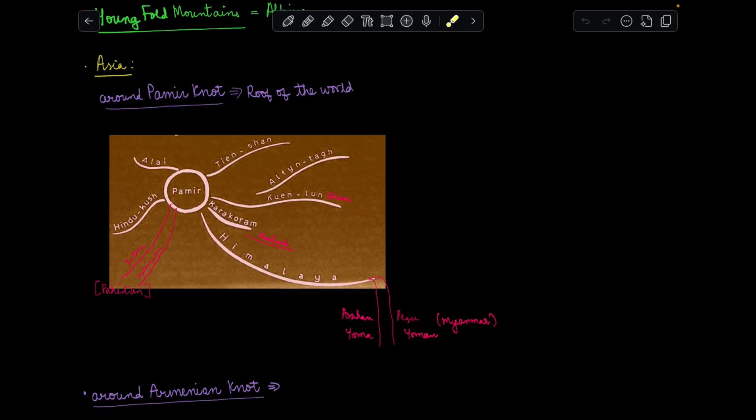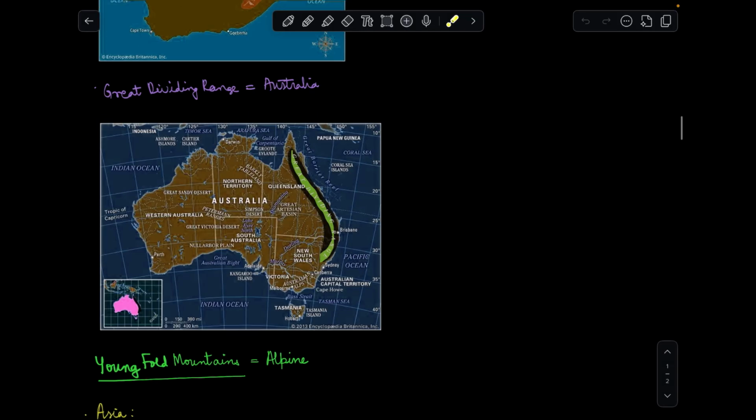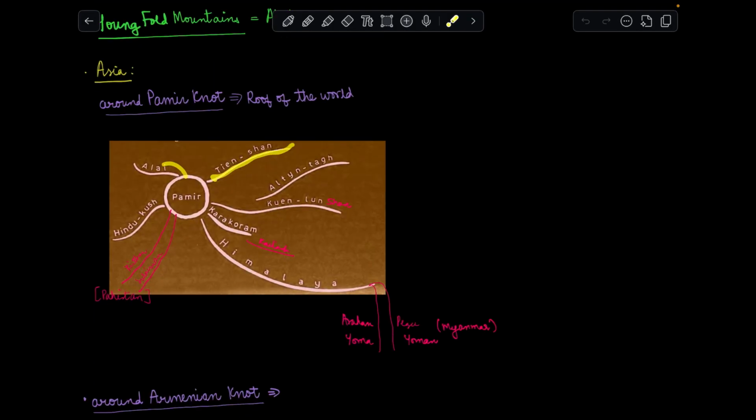There are many ranges which flow through the Pamir Knot. These are mountain ranges. One is the Alai, which we read about earlier. I wrote Altai, but it is Alai, not this one. Altai is Mongolia to China. This is Alai. Then Tian Shan, which goes to China, Kyrgyzstan and China. Then we have the Karakoram ranges, which come to India and Pakistan. Then this is the Hindu Kush range. Then the Great Himalayas, which enter India and then go to Nepal, and these go up to Arunachal Pradesh.